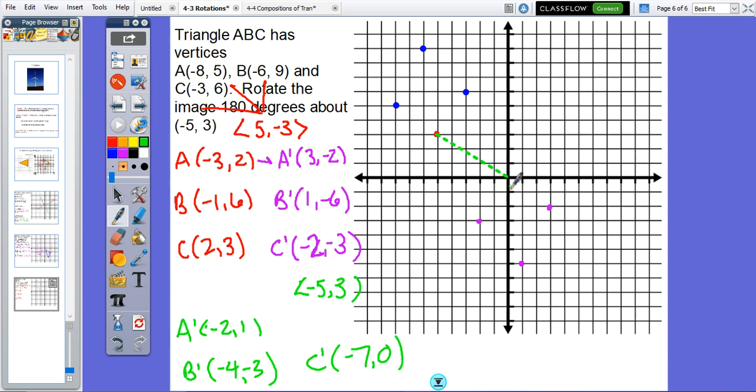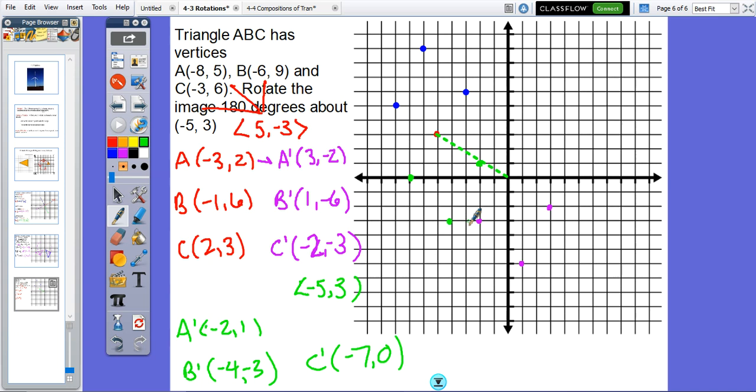We should have them at negative 2, 1 there, at negative 4, negative 3, and then negative 7, 0 right there. That looks like it's more properly rotated around there. So as complicated as it kind of sounds, it will work like that.